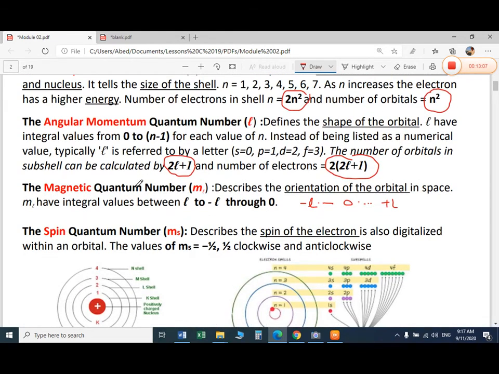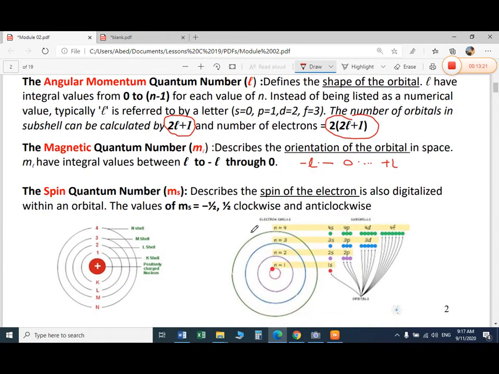So we finished the magnetic quantum number. It starts from -L and reaches to +L through 0. The last quantum number is the spin quantum number. The spin quantum number is very simple. It has only 2 values, +1/2 and -1/2. +1/2 means clockwise and -1/2 means anti-clockwise.